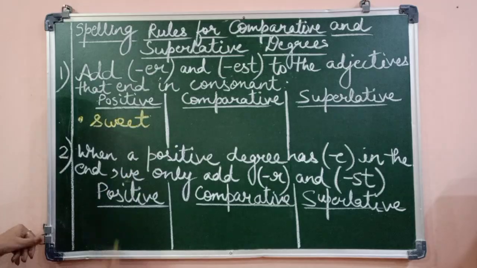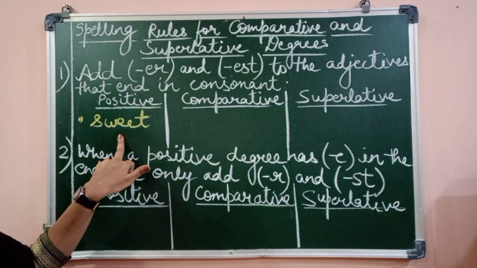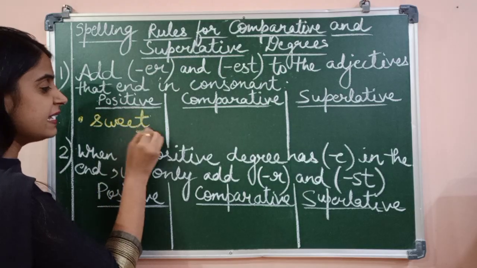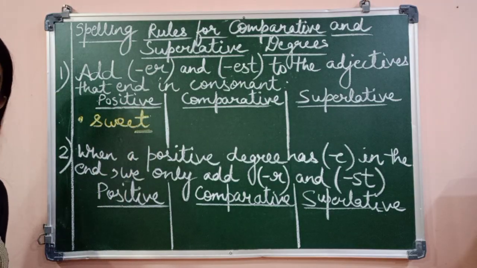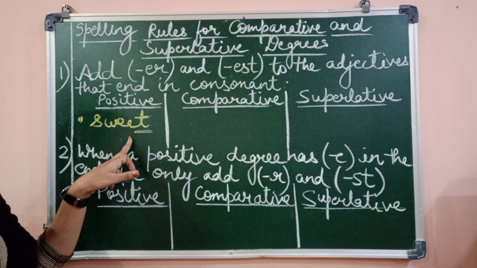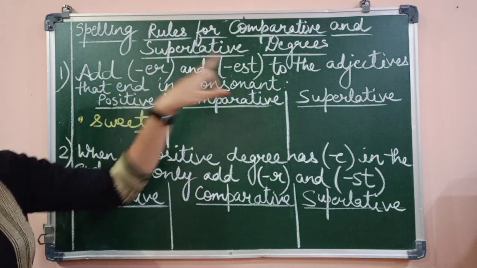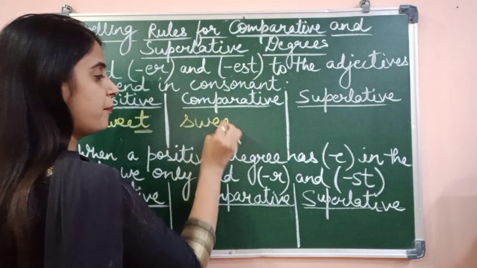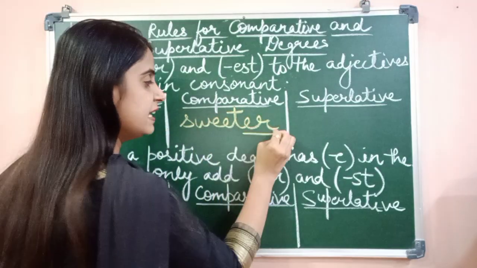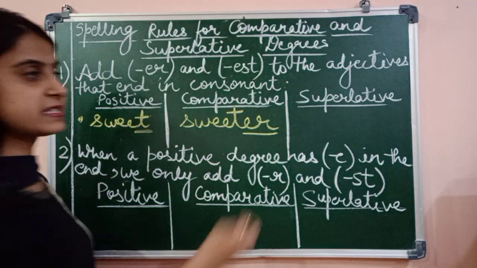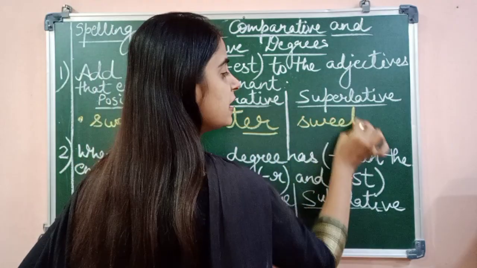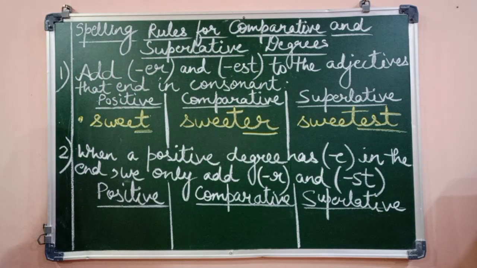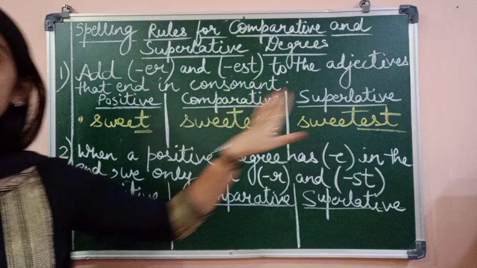Sweet. Right children? Sweet is an adjective. It describes a noun. Sweet is an adjective and you see it is ending in a consonant. T is a consonant, right? Now, what does the rule say? The rule says that we have to add ER and EST to this, right? So, we add ER to this to make comparative degree. We have added ER and we add EST to it to make superlative degree. Right children? So according to the rule we have made the changes. So this becomes sweet, sweeter, sweetest.